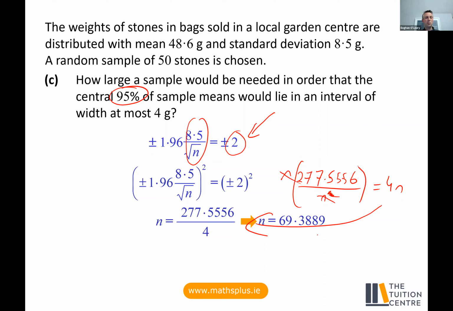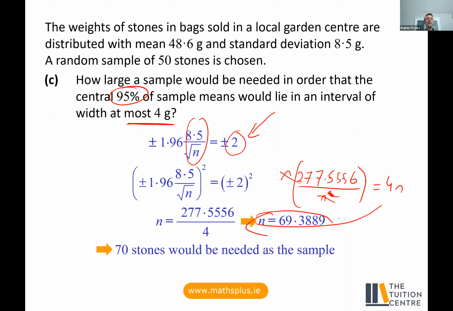Now, what is that again? That is the number of stones. I'm going to reread my question. How large would a sample need to be in order that the central 95% of means would lie in an interval of at most 4 grams? So the interval would be at most 4 grams. So therefore, when I'm looking at this number, 69.3889, I need to round that up. So I'll be rounding up to 70.